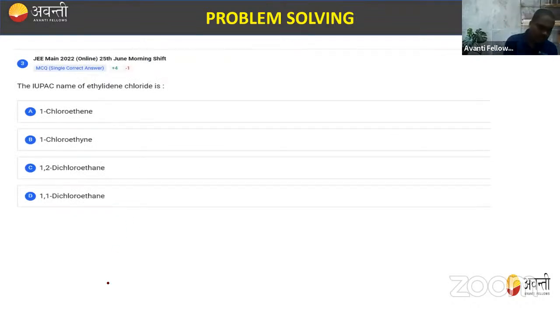Now, the IUPAC name of ethylidene chloride is? So how will you write the IUPAC name of ethylidene chloride? First of all, you need to draw the structure for this, right? So how will you draw the structure for ethylidene chloride? Let me draw the structure.